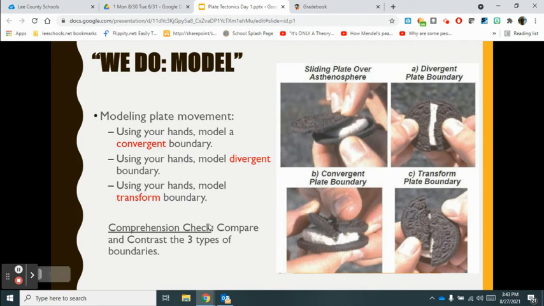You can model the plate movements with your hands. So using your hands, you can model convergent, so they're coming together. Divergent, they're moving apart or dividing. And transform is sliding past each other in opposite directions.